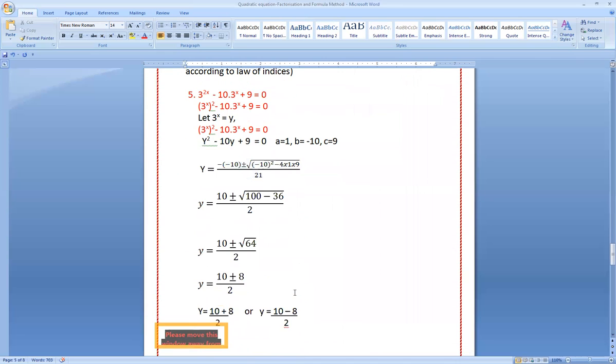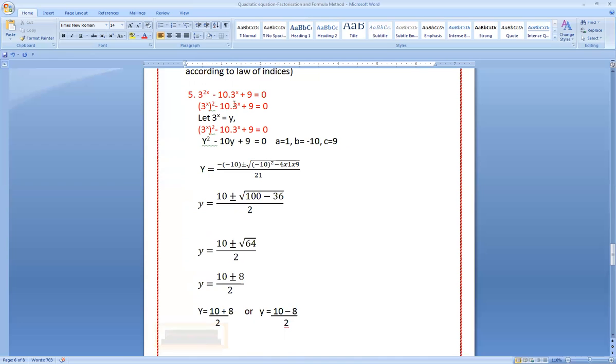One more question we have is 3 to the power of 2x minus 10 into 3 to the power of x plus 9 equals 0. This is also a kind of question where we should convert it into ax square plus bx plus c, then calculate. See the value of b, whatever the powers are there in the place of b, that has to be considered for the assumption.